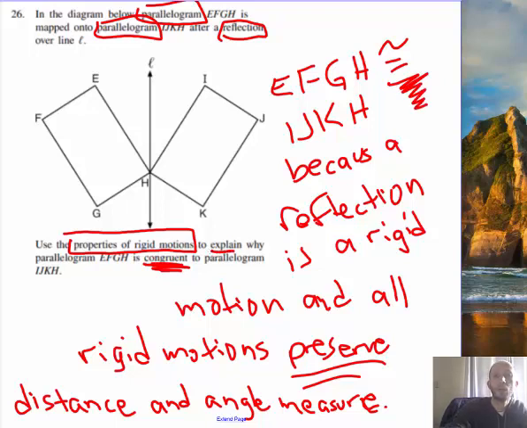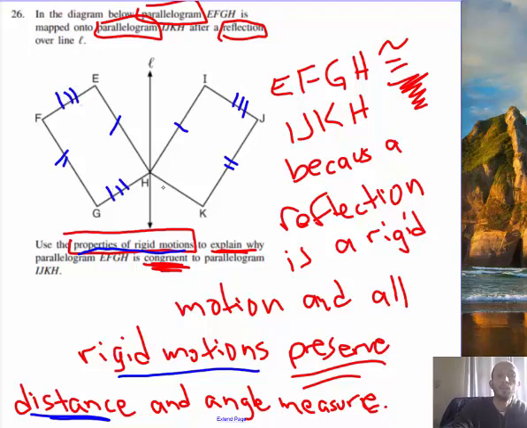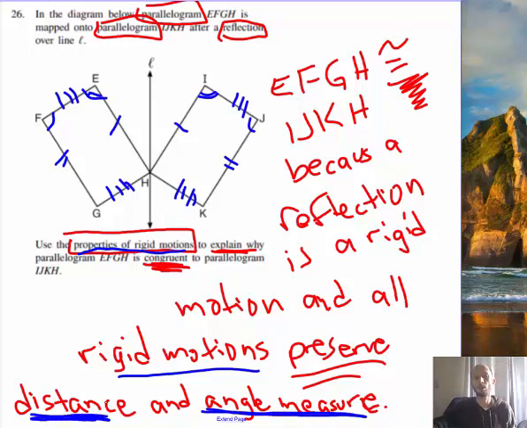So to explain why they are congruent to each other, using specifically the properties of rigid motions: preserve distance, meaning all the corresponding sides are still congruent to each other, and preserving angle measure, meaning that all the corresponding angles are still congruent. I'm going to stop labeling now because that's really what you need to know. Properties of rigid motions that talk about congruence are preserving distance and angle measure.